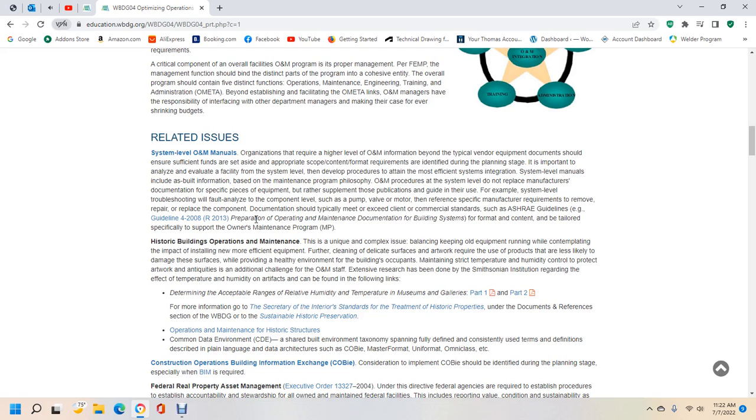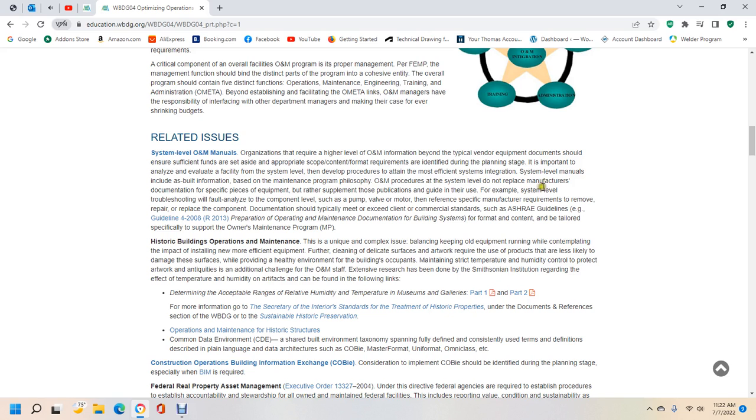Related issues: system level operation and maintenance manuals. The organization required for a higher level of operation and maintenance information, beyond the typical vendor equipment documents, should ensure sufficient funds are set aside, and the appropriate scope of the content and format requirements are defined during the planning stage. It is important when analyzing and evaluating the facility at the system level to develop procedures to attain the most efficient system operation and integration. System level documents include information based on the maintenance program philosophy and operation and maintenance procedures.